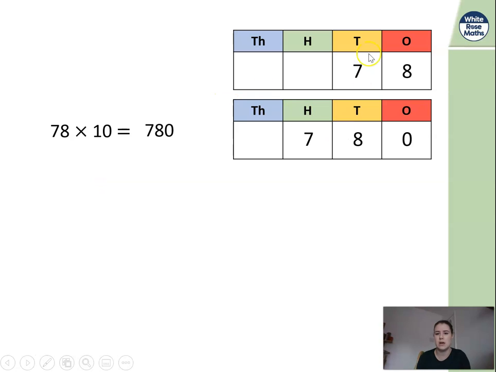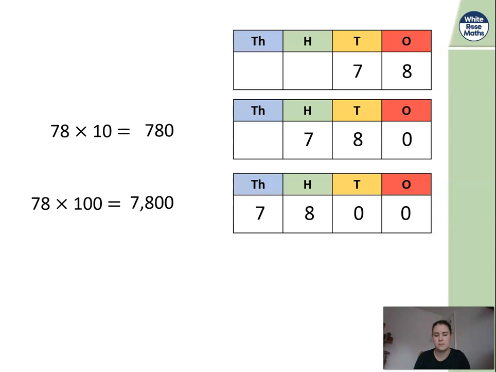Here we can see that our 7 and our 8 values, our 7 lots of 10s, have now moved one column to the left. Let's see what happens when we multiply it by 100. 78 times 100 we know is 7,800. Let's see what that looks like. Here it's represented, and all of our numbers have shifted yet again one column to the left.